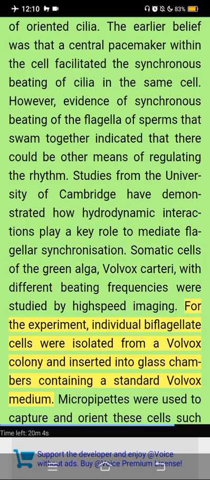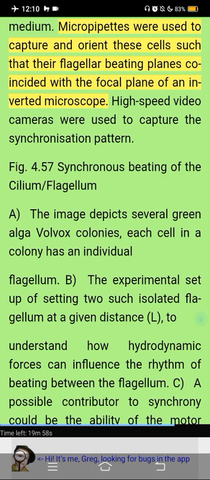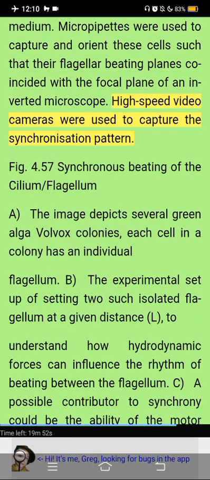For the experiment, individual biflagellate cells were isolated from a Volvox colony and inserted into glass chambers containing a standard Volvox medium. Micropipettes were used to capture and orient these cells such that their flagellar beating planes coincided with the focal plane of an inverted microscope. High-speed video cameras were used to capture the synchronization pattern.